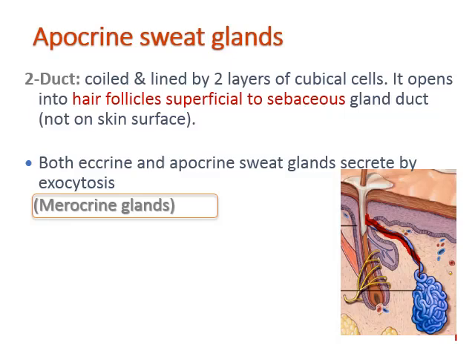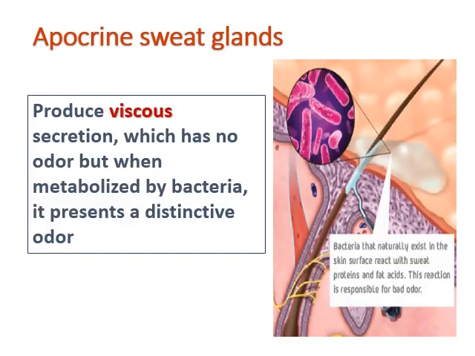Both eccrine and apocrine sweat glands secrete their secretion by exocytosis. Apocrine sweat glands produce a viscous secretion. Actually, this secretion has no odor, but when bacteria act on this secretion, it produces a distinctive odor.